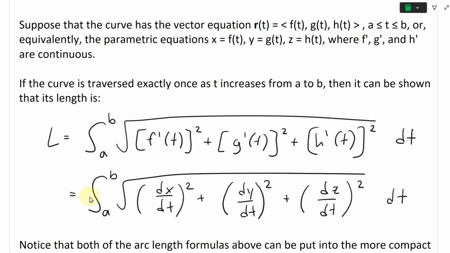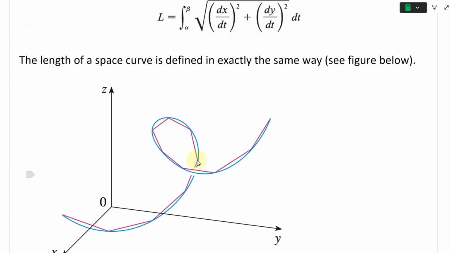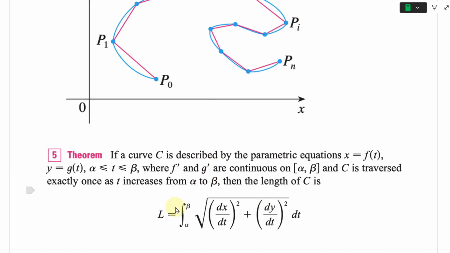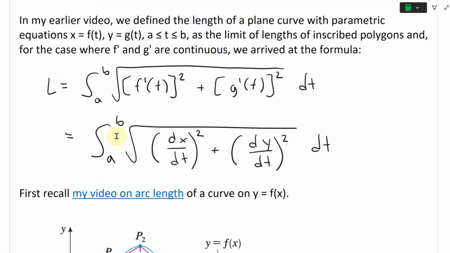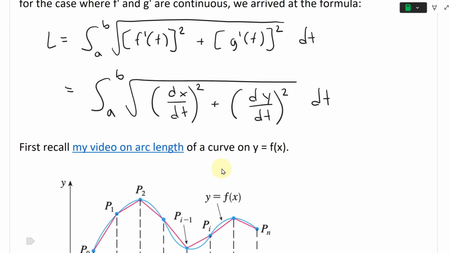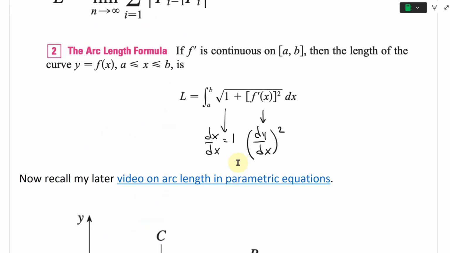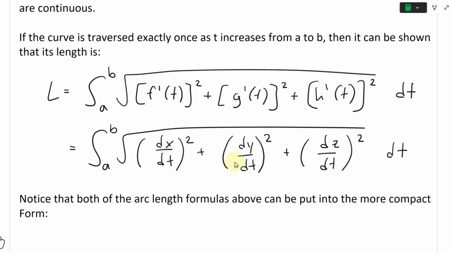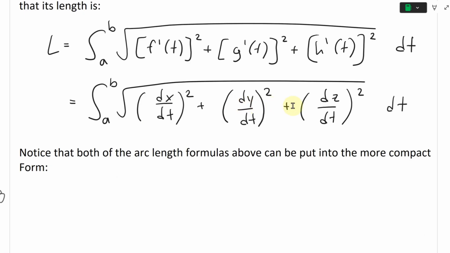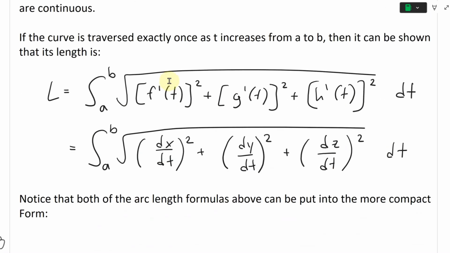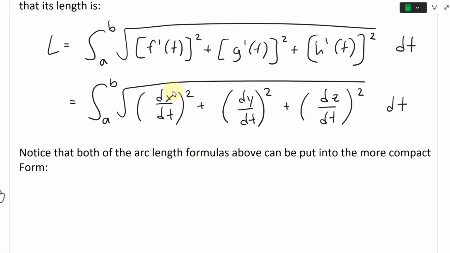And now notice that both of the arc length formulas above can be put into a more compact form. That's this formula right here, and this one here as well for the parametric. The 2D one is the plane curve, and the other one is the space curve. So 3D, this is 2D. These are just distance formulas, the formula from point A to point B. In other words, it's just the distance of a vector, the length of the vector with components at those points.